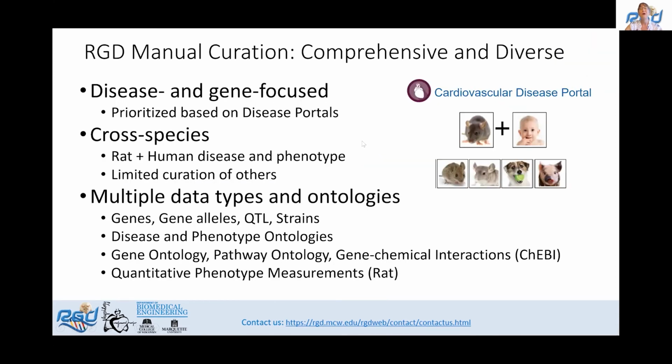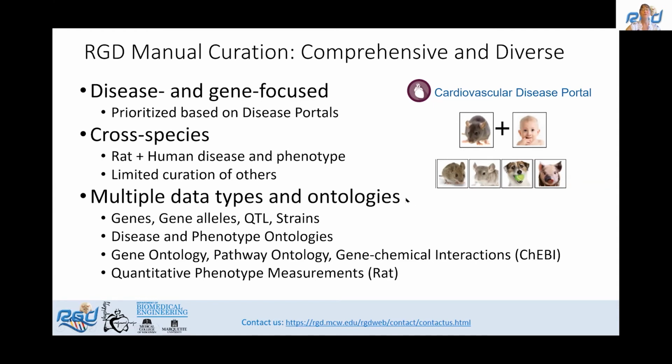And so we will take a disease area and then we use cross-species curation focused on the laboratory rat, but also including human disease and phenotype data, and then some limited curation of other species that are represented in RGD.